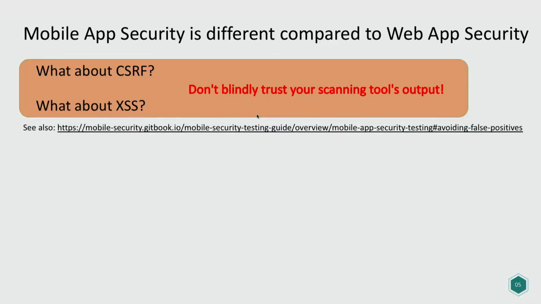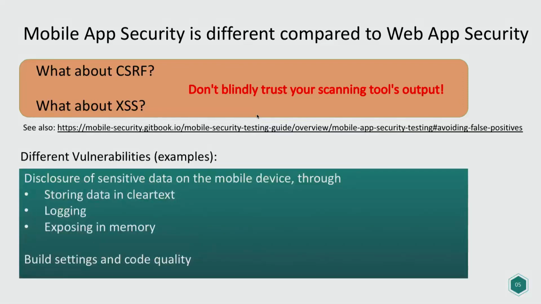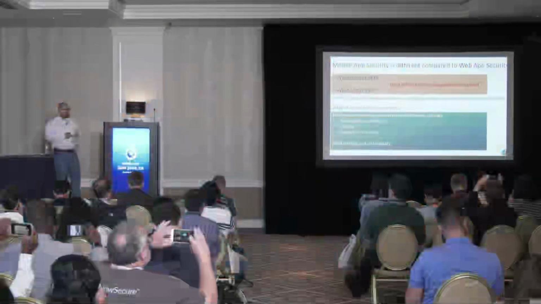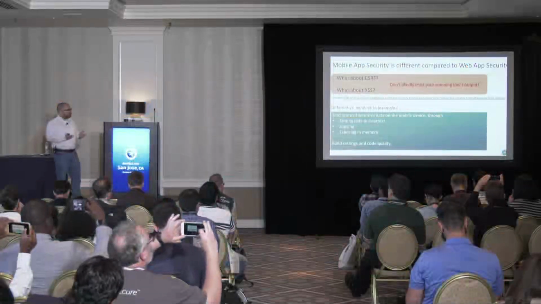So you can also have a look at our mobile security testing guide for this. There are also different kinds of vulnerabilities. Again, these are just examples, there are way more. So there's the disclosure of sensitive data on your mobile device. This can be storing data in clear text, data that might be logged on your mobile device, maybe you expose encryption keys in your memory.